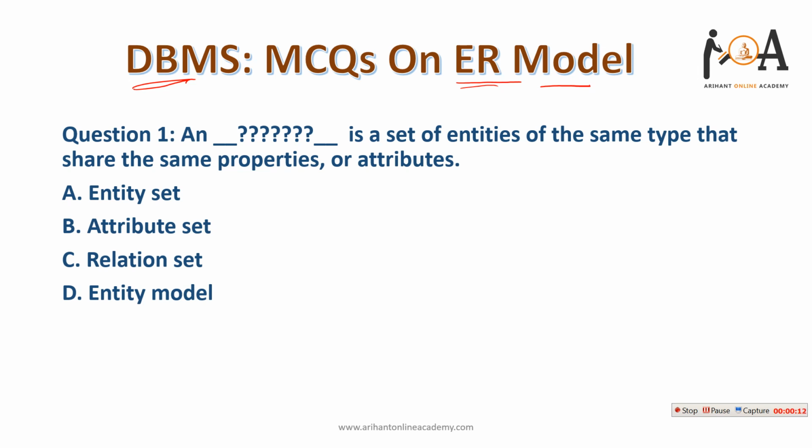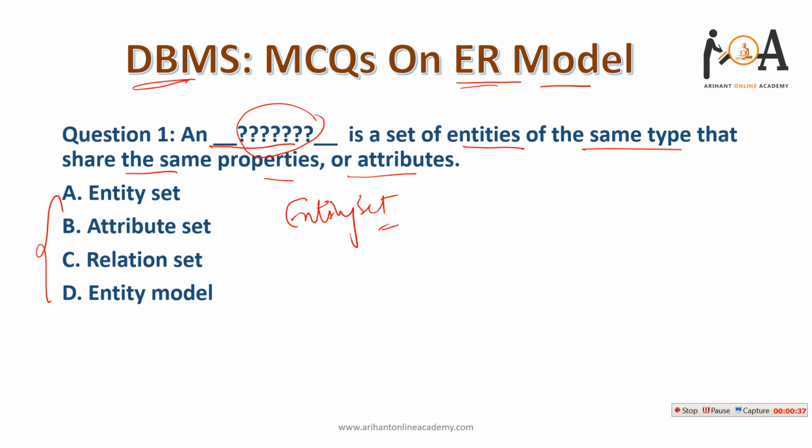So let's start. Question number one: ___ is a set of entities of the same type that shares the same properties or attributes. From these four options we need to put in the correct one: entity set, attribute set, relation set, or entity model. So it is an entity set. An entity set is a set which consists of entities of the same type that share the same properties or attributes. So option A is the correct answer.